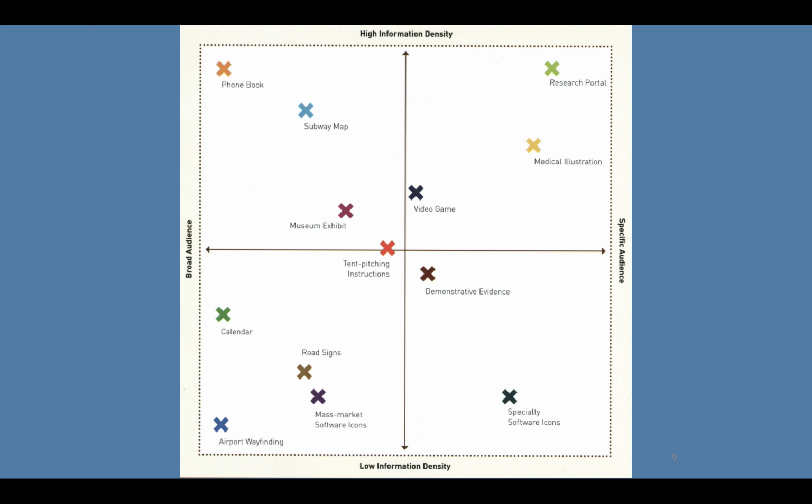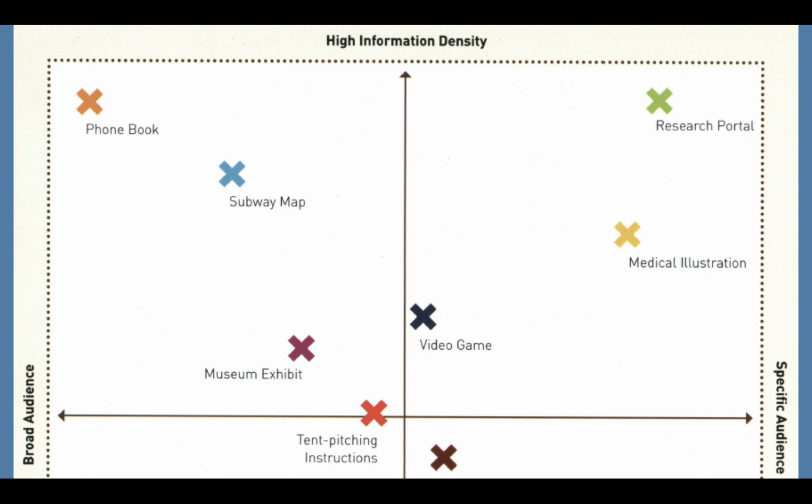Here's a great graphic. There's basically a y-axis and an x-axis. The y-axis is information density. The top is high, the bottom is low. The x-axis is audience. The left is broad audience, and to the right is specific audience. Let me zoom in a little bit here. As we just spoke about, a phone book has both high information density, so it's towards the top, and a broad audience, on the left, so it's in the upper left corner.